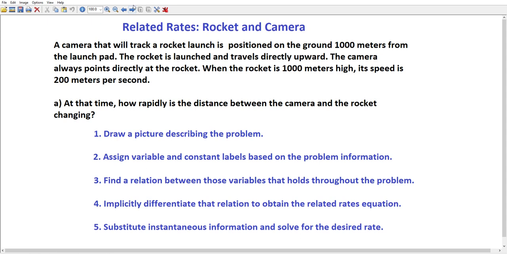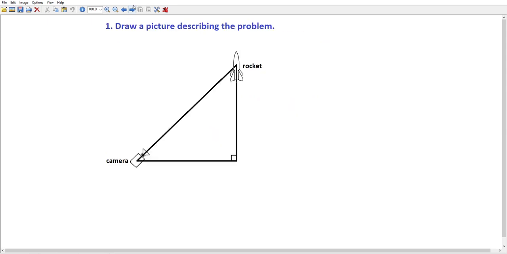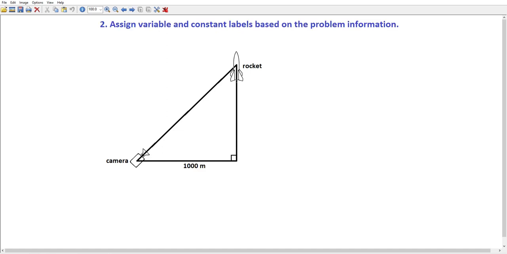Okay, so first, we draw a picture. In this particular case, we have the camera pointed at the rocket, which is flying straight up, and you can see that there's a right triangle. Next, we need to assign variable and constant labels based on the problem information. One of the things that's obvious is that the camera is always 1,000 meters from the launching pad, so the base of the triangle is 1,000.